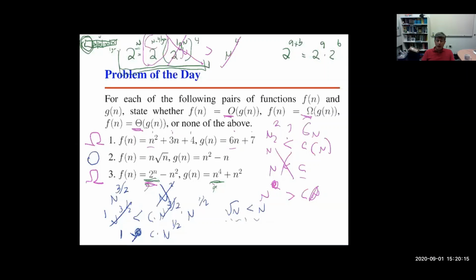Okay. Again, the important thing to file away is that exponents are always bigger than polynomials. And it's an argument like this that lets you show it. Any questions?